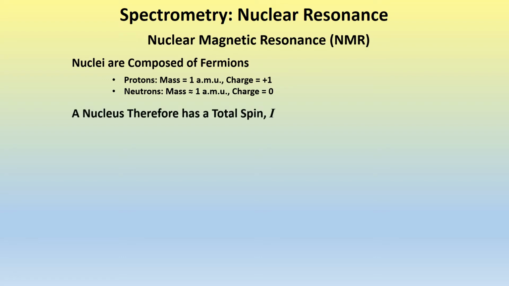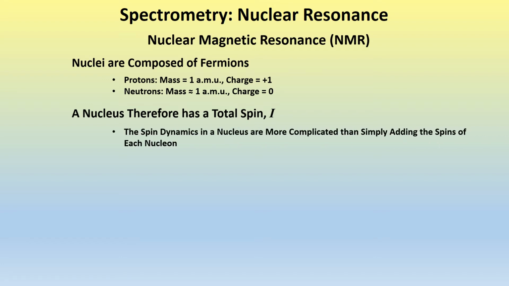The spin dynamics of a nucleus are complicated. Simply adding the spins of each nucleon does not work for heavier elements, but works quite well for lighter elements. However, the total spin, I, is still quantized, with m sub I being allowed any integer value between +I and -I.